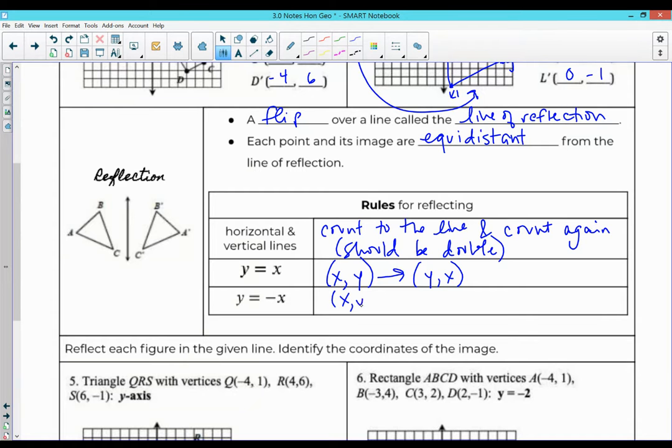And then (x, y) over y equals negative x becomes (negative y, negative x). Just a reminder, that's what y equals x looks like, and that's what y equals negative x looks like. Okay.